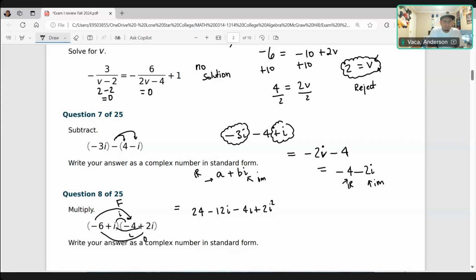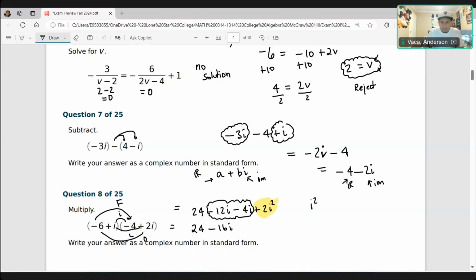All righty then. So we got 24. Right here, these two terms do combine together. So we get -16i. But what happens here? And let me try to highlight it. What happens here?